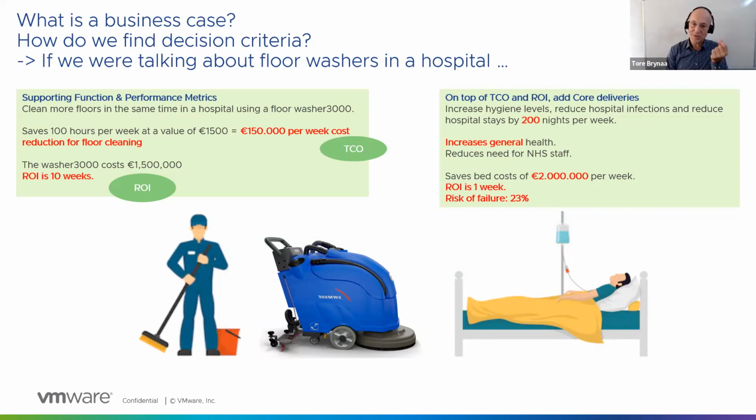But if we look at the hospital in a more holistic view, the floor washer, the machine, does a better job than the manual floor washer, which means they will increase the hygiene level, which then means that people get less infections. That means they will be dismissed from hospital earlier and they will be readmitted more rarely. So that means the hospital will actually save 200 bed nights per week because of the increased hygiene levels. Now, that saves them 2 million euros per week in bed costs. And that's where you have the business case.